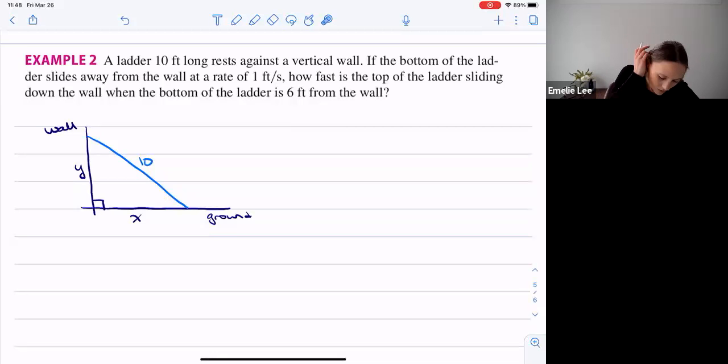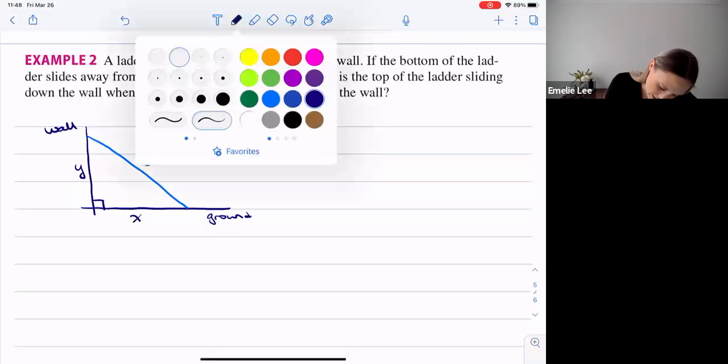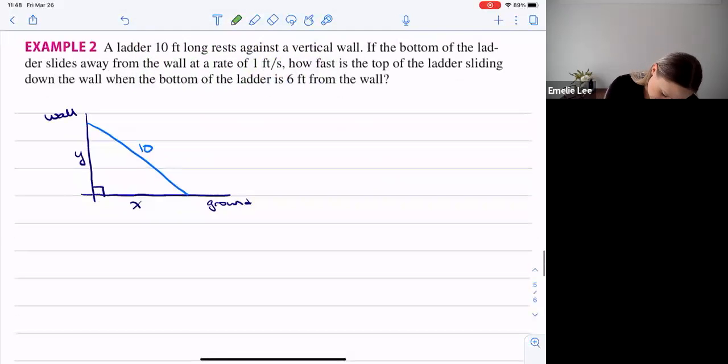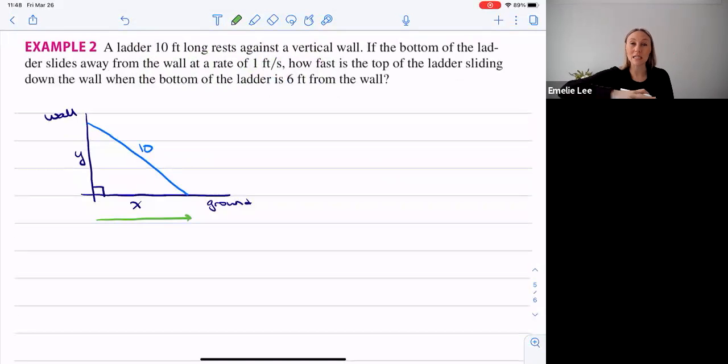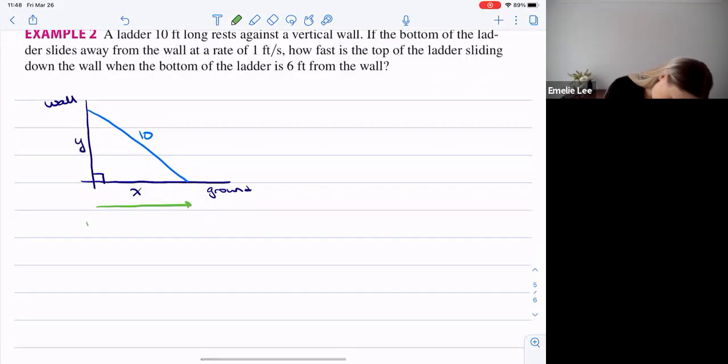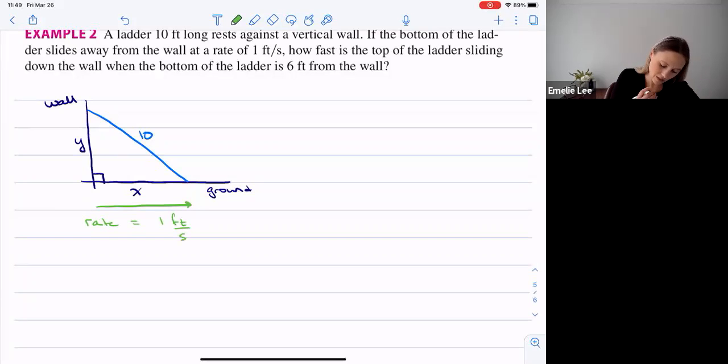We're also told that this distance is increasing at a rate of 1 foot per second. So you want to think about, okay, when it's sliding down, that distance is increasing at some rate, and so the rate has to be positive. So the rate is 1 foot per second, and the rate is going to be positive because it's increasing.